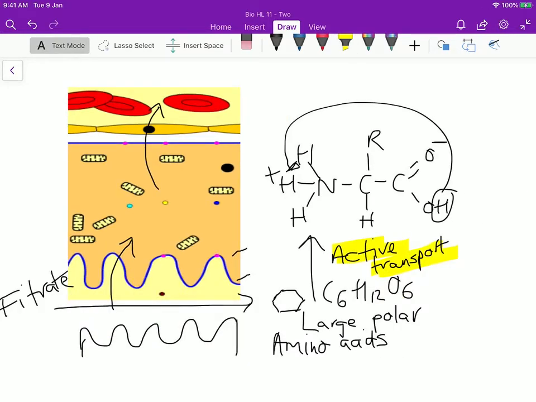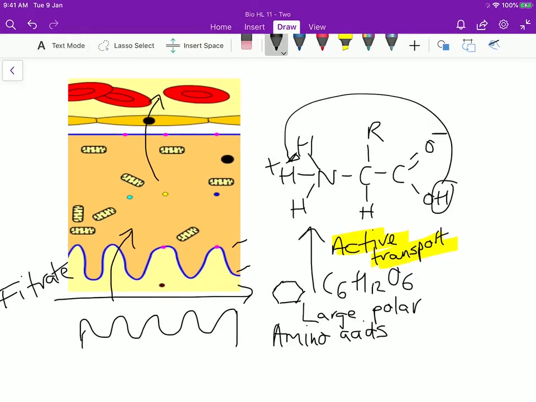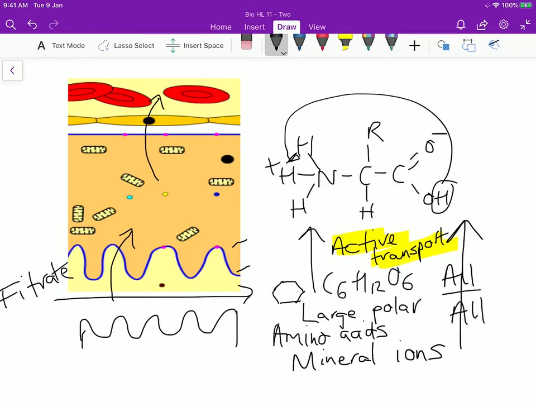We also have as well in here mineral ions. And those mineral ions can also be transported through active transport. So those are the three active transport things. In terms of how much we're going to reabsorb, we would want to absorb almost all the glucose, almost all the amino acids, and most of the mineral ions, so almost all of that.